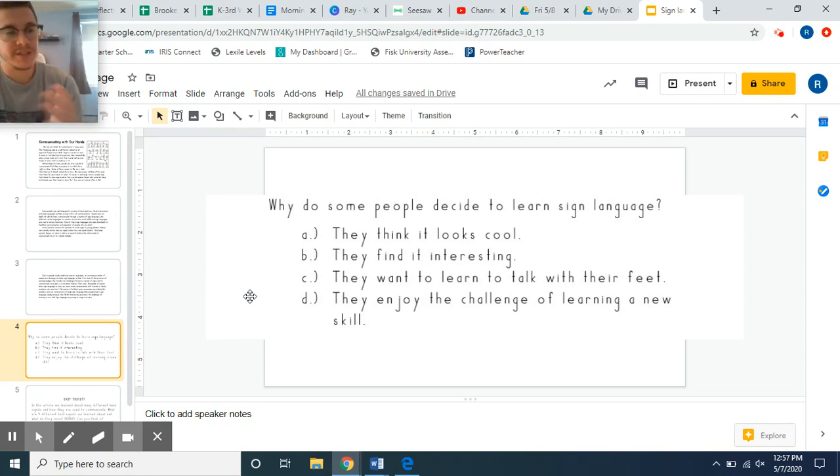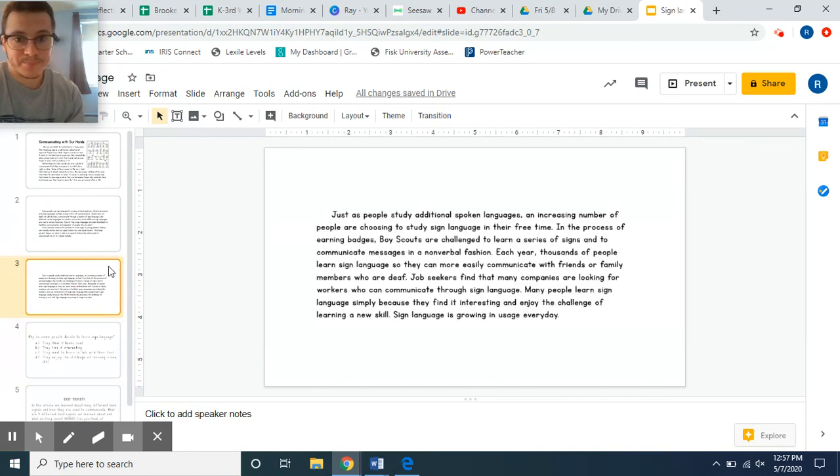So this question is asking why some people decide to learn sign language. And there was a whole section of this article that was about why people want to learn sign language. And that's on this last page right here. So let's read through this paragraph to see if we can figure out the answer or answers, because there might be more than one, to that question.